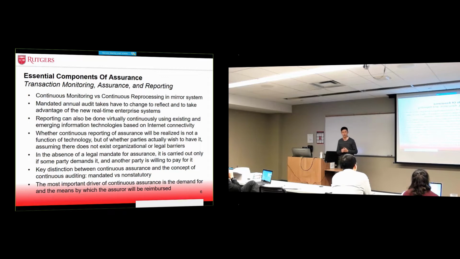For publicly traded companies, they have to be audited, but continuous assurance is mostly voluntary. Another important point, which I think comes in the next slides, is that there's confusion even in the analysis, where sometimes they assume that some of the statements are audited, for example 10Qs, when in fact they are not. And the most important driver of continuous assurance is demand for the means by which assurance will be delivered.